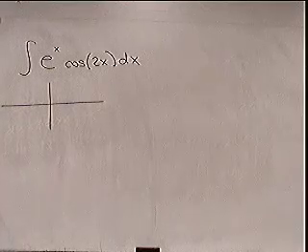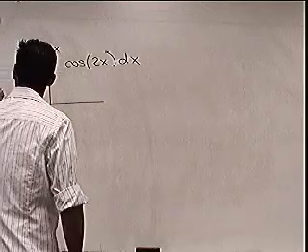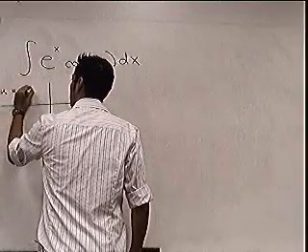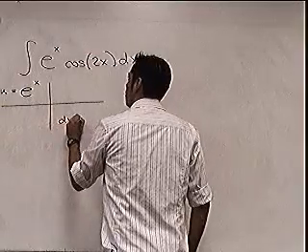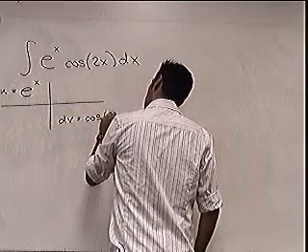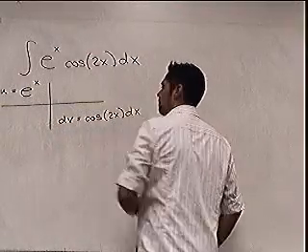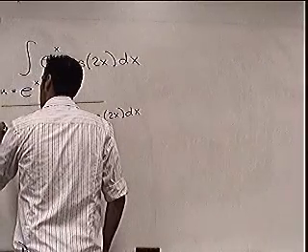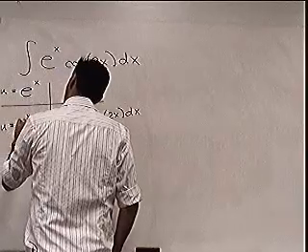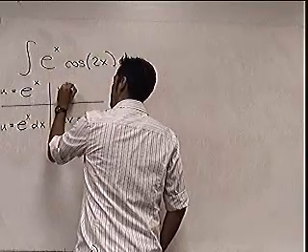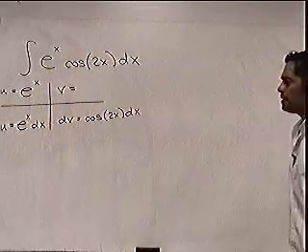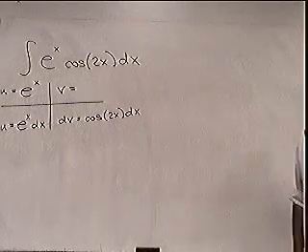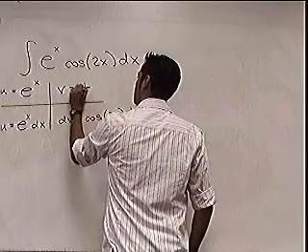Pick something for u and pick something for dv. So for u, dv, I'm just going to take a shot in the dark here. I'm going to go e to the x for this one, which forces this one to be cosine 2x dx. Right? So I'm just taking a swing here. du is e to the x dx. And then let's see how many of you have got this down now. What's the antiderivative of cosine 2x? 1/2 sine 2x. Good.